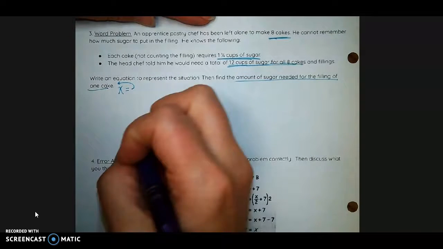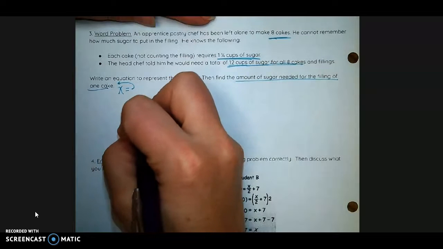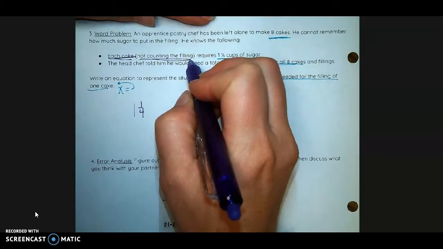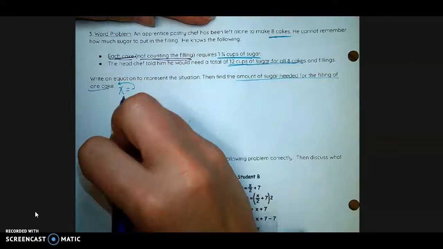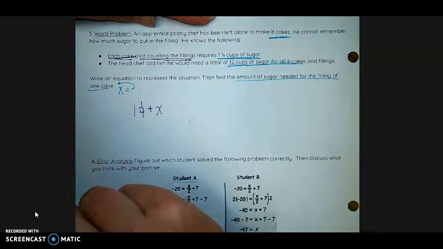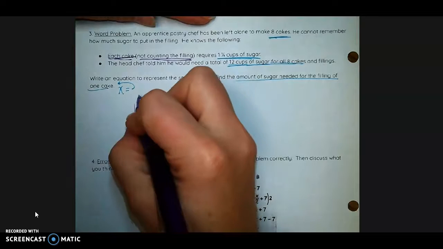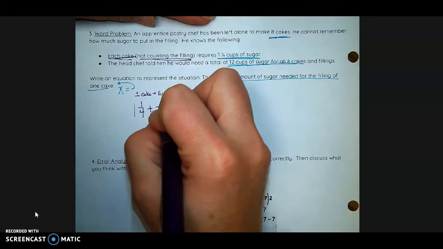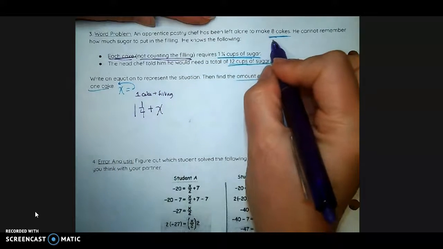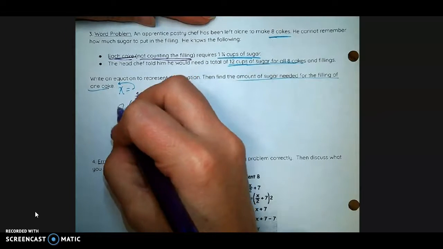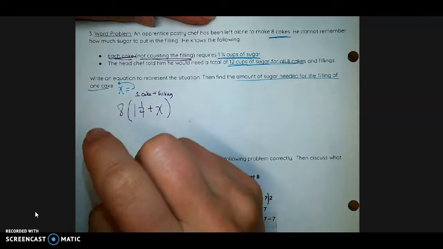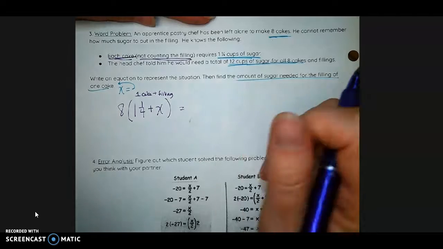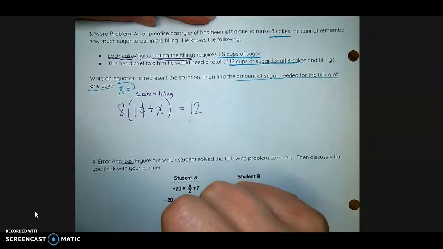So we have 8 cakes, and we've got 1 1/4 cup of sugar for each cake, but that doesn't count the filling. So that means I'm going to have to add in the filling. Well, the filling we are representing with x. So that is for 1 cake. Plus filling. Now I don't need 1 cake, I need 8 cakes. Distributive property, so I need to multiply 8 times each of those. And then my total is 12 cups of sugar there.